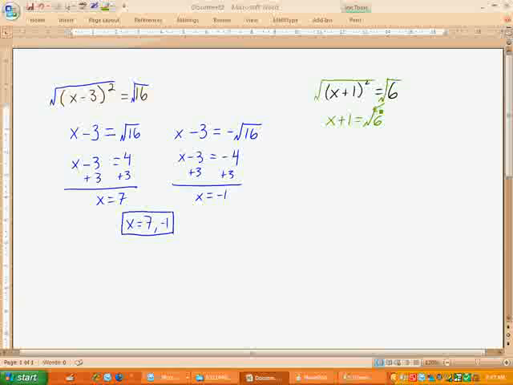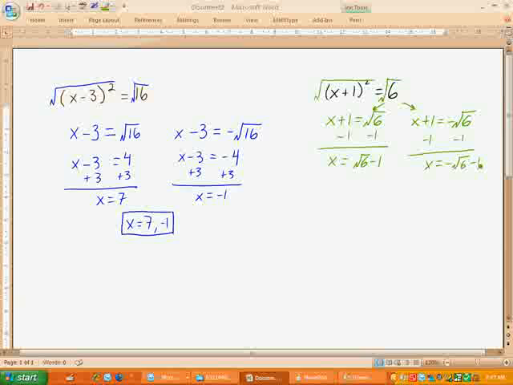And of course, I've got to write a second equation: x + 1 = the negative root of 6. Now I'm going to solve each of these separately. I can't simplify the square root of 6. Last time I was able to take the square root of 16, which was 4. This one I can't do, so I'm going to subtract 1 from each side. I'm going to have x = the square root of 6 − 1. Over here I'll do the same thing, and I'm going to have x = the negative square root of 6 − 1.